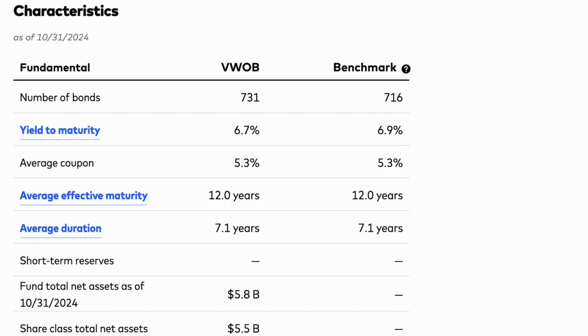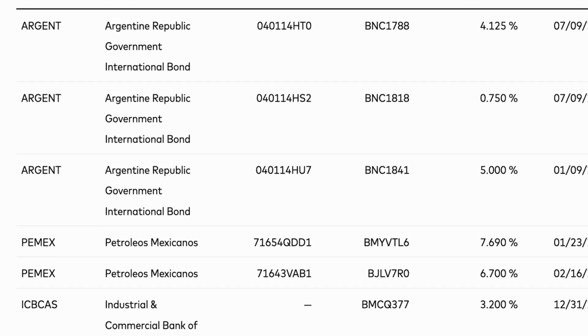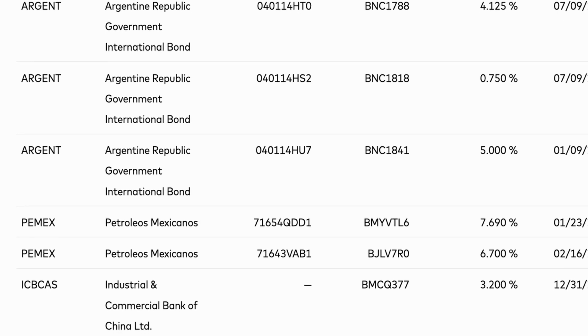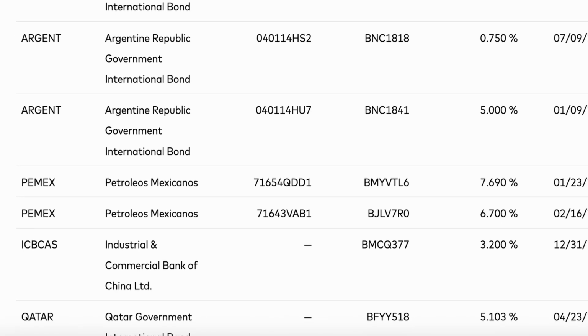And we can see that VWOB holds a little under 800 bonds, and they're investing in different countries. So we can see that based just on their top holdings, they invest in Argentina, they invest in Mexico, they invest in Qatar. So these are the typical types of countries that you'll see in these bond funds. Again, there's a higher risk that there will be defaults on these bond payments, but because they're government, they're a bit more secure than other promissory notes.